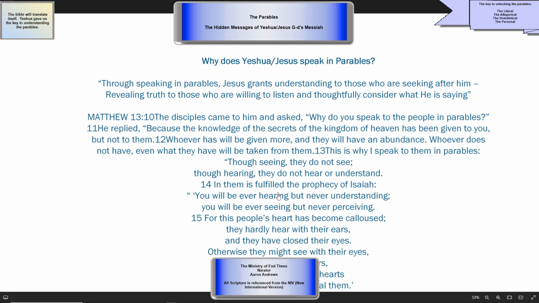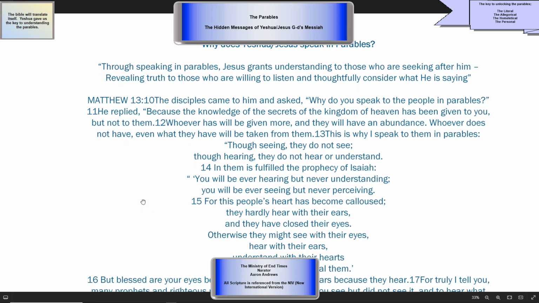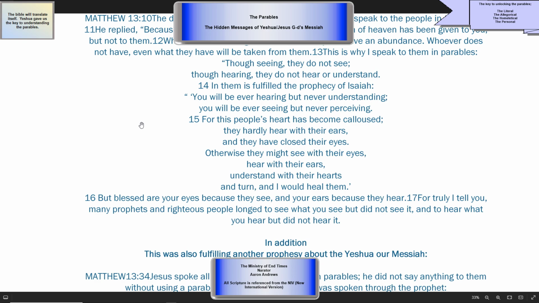but not to them. Whoever has will be given more, and they will have an abundance. Whoever does not have, even what they have will be taken from them. This is why I speak to them in parables. Though seeing they do not see, though hearing they do not hear or understand. In them is fulfilled the prophecy of Isaiah. You will be ever hearing but never understanding. You will be ever seeing but never perceiving.